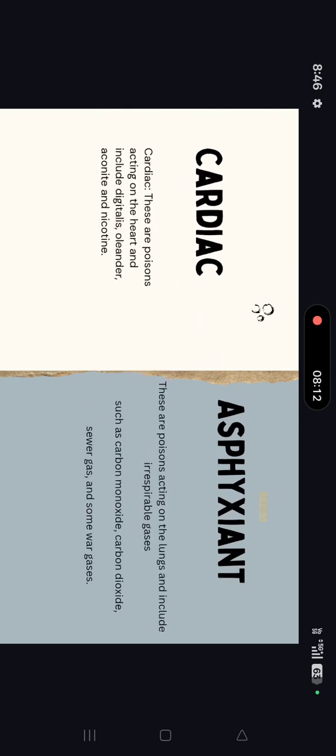Now we have another type, cardiac. Cardiac poison acts on the heart, so it may have a tachycardia effect and a bradycardia effect, including drugs like digitalis and aconite. Asphyxiants act on respiration, so they include irrespirable gases like CO, carbon monoxide, and carbon dioxide. We know about carbon monoxide poisoning.